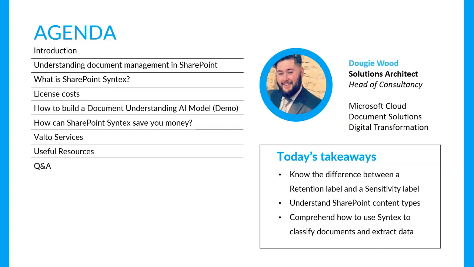You'll also need to understand what a SharePoint content type is and how that's applied to a SharePoint document library, but we're going to cover off some of these terms before we jump into the deep end. And also comprehend how to use SharePoint Syntex to classify documents and extract data out of those documents. So we're going to be looking at an example of pulling out, for example, an email address from a workshop type of specification document.